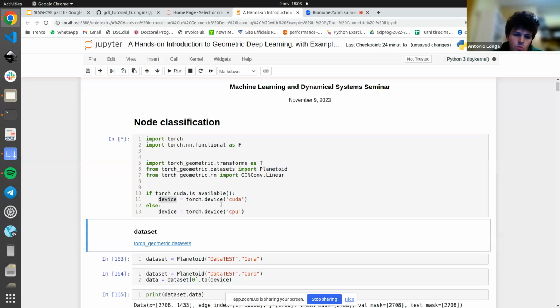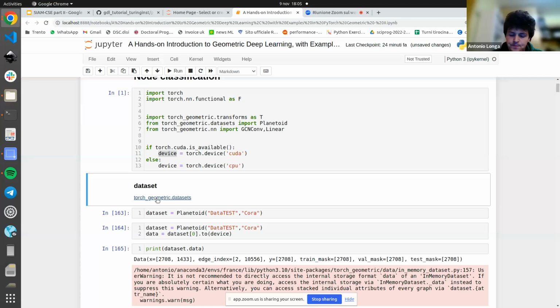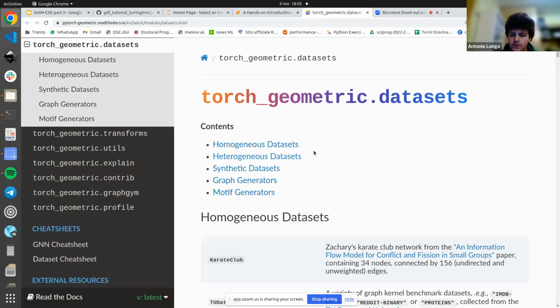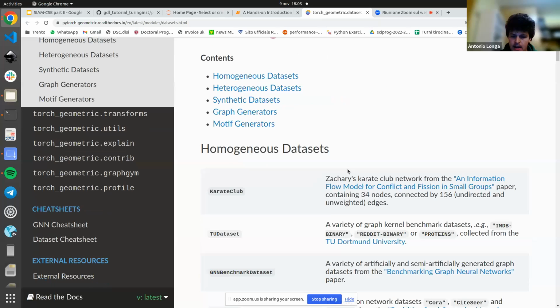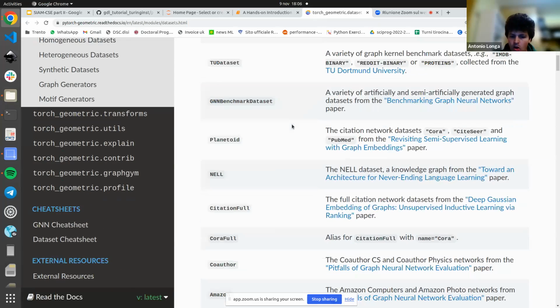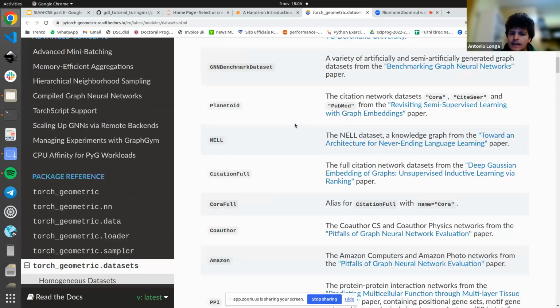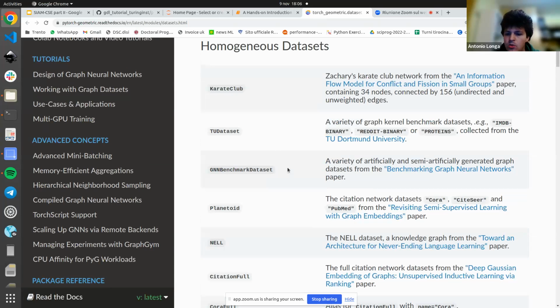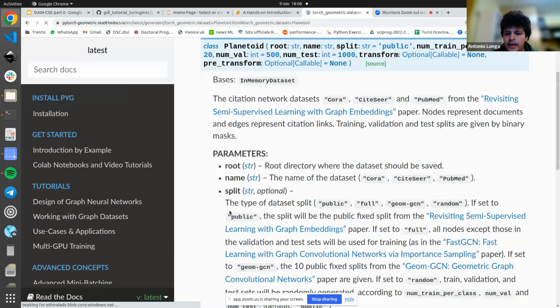And once you have done this, go back to the dataset. The dataset has been taken from the official repository. In particular, this collection contains a lot of datasets, and for each of them, you can find more information. For instance, we are going to use this one, which is a collection of citation networks, and you can see that there is the specification of how to instantiate the class, and then some parameters to specify.